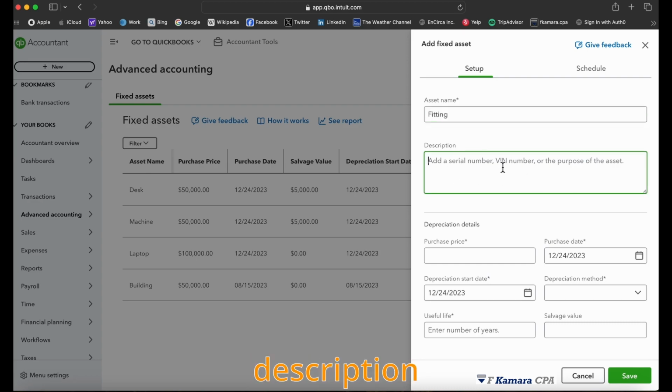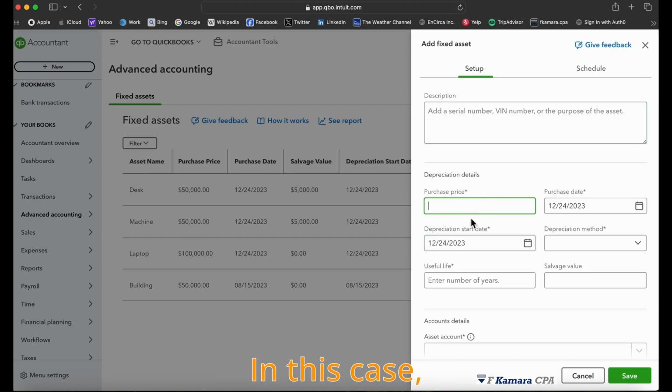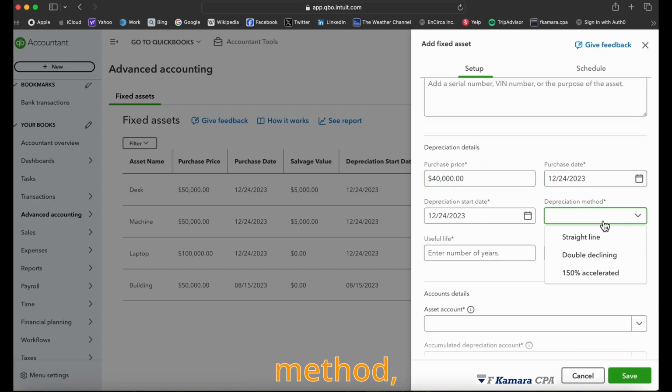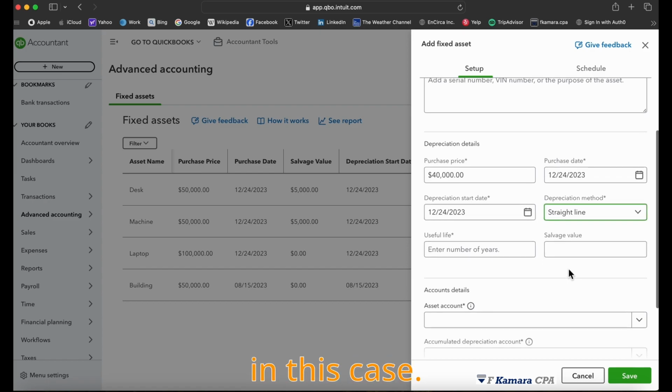In terms of the description here, you can add the serial number of the asset. If it is a vehicle, you can add the VIN number. Then the purchase price. In this case, let's just say we buy it for 40,000. The purchase date, we'll just say today's date. And the depreciation method, you can see we have 3: the straight line method, the double declining, and the 150 accelerated. We are going to select the straight line method in this case.